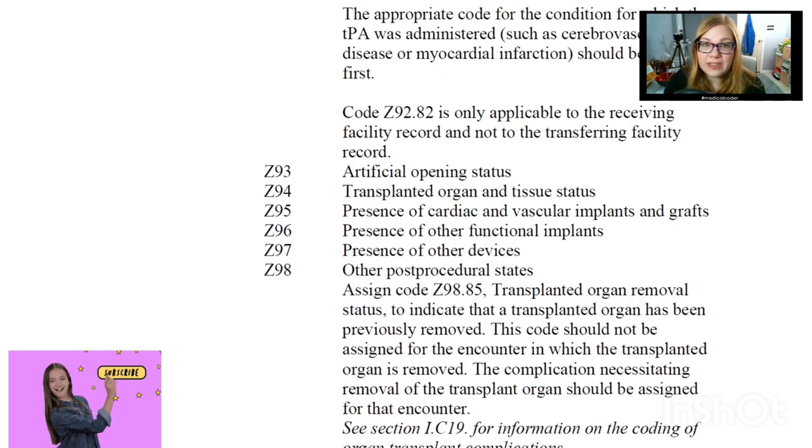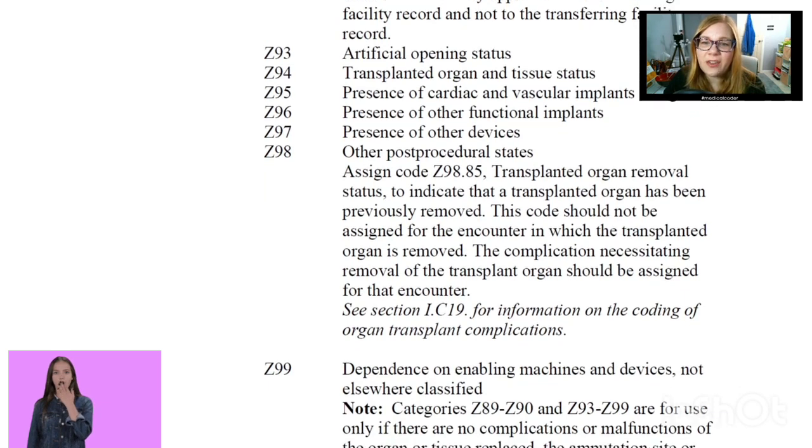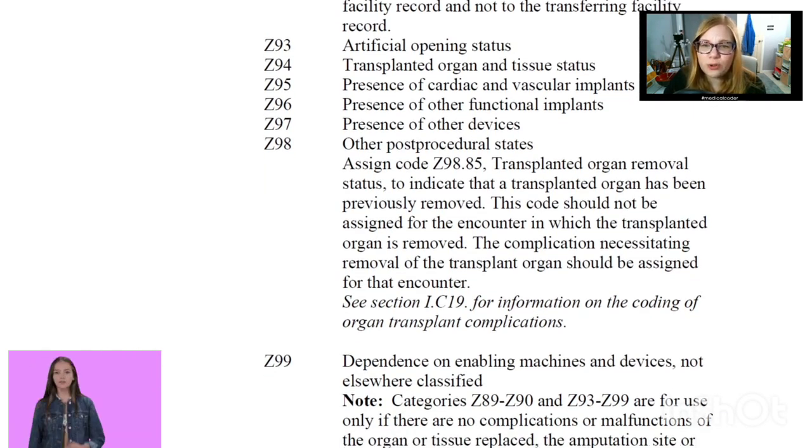Z93 is artificial opening status. Z94 is transplanted organ or tissue status. Z95 is presence of cardiac and vascular implants and grafts. Z96 is presence of functional implants. Z97 is presence of other devices. Z98 is other post-procedural states. So assign Z98.85 for transplanted organ removal status to indicate that a transplanted organ has been previously removed. This code should not be assigned for the encounter in which the transplanted organ is removed. The complication necessitating removal of the transplanted organ should be assigned for that encounter.